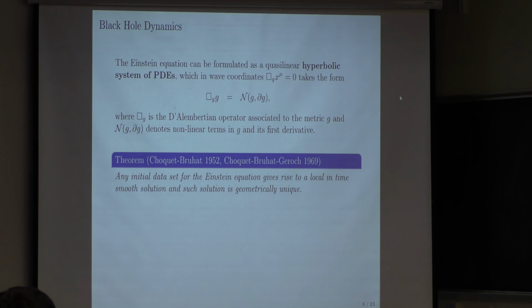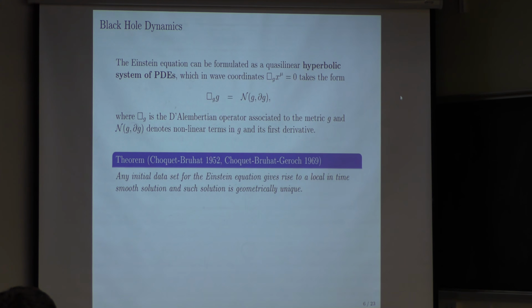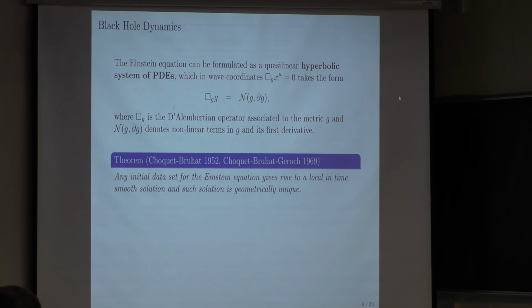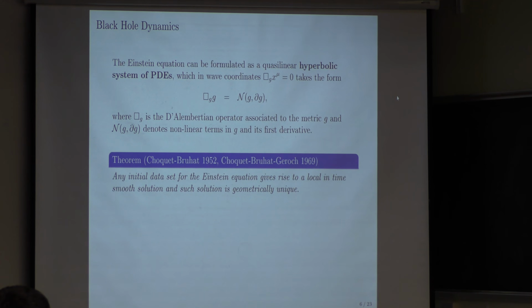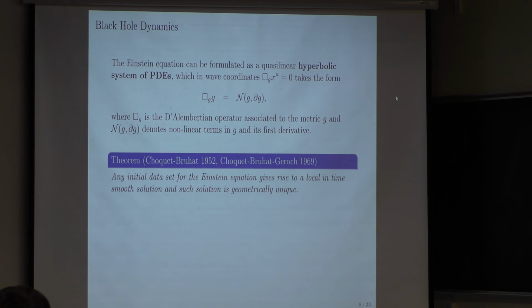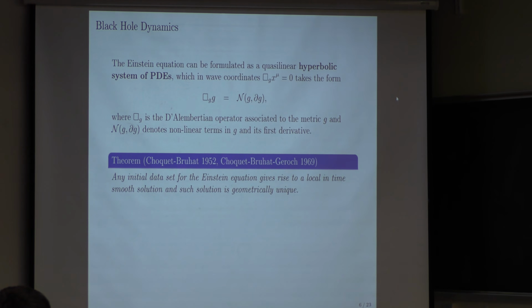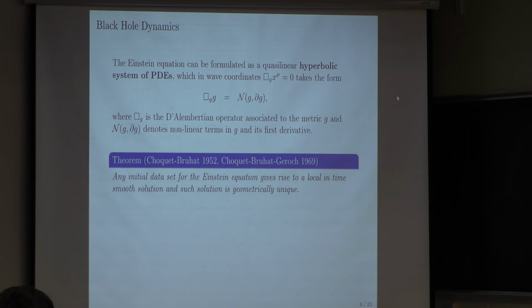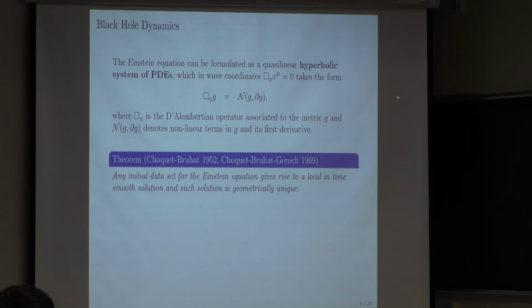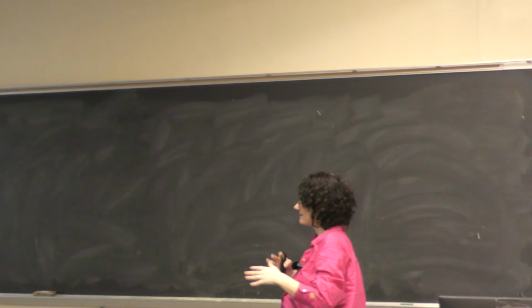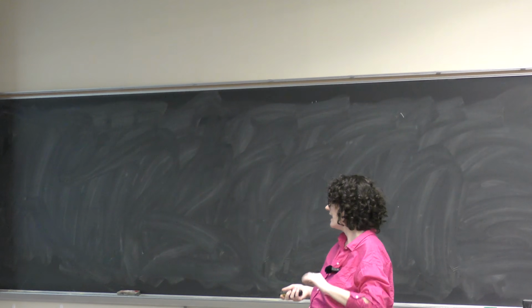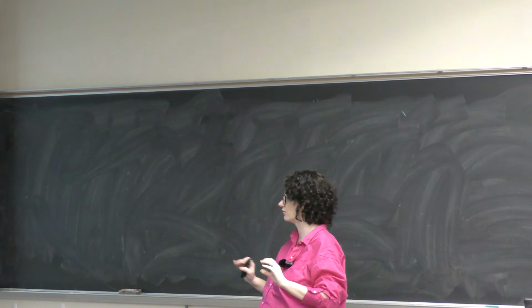And so it's using this formulation that Choquet-Bruhat in the 50s, when she was doing a postdoc in Princeton, and Einstein was around, so that's kind of funny, proved that any initial data set for the Einstein equation gives rise to a smooth solution. What is the initial data set? It's a three-dimensional Riemannian manifold, which is our t equals 0, and a symmetric two-tensor that is its second fundamental form, so how this three-manifold should embed in the four-manifold. They have to satisfy some constraint equations.